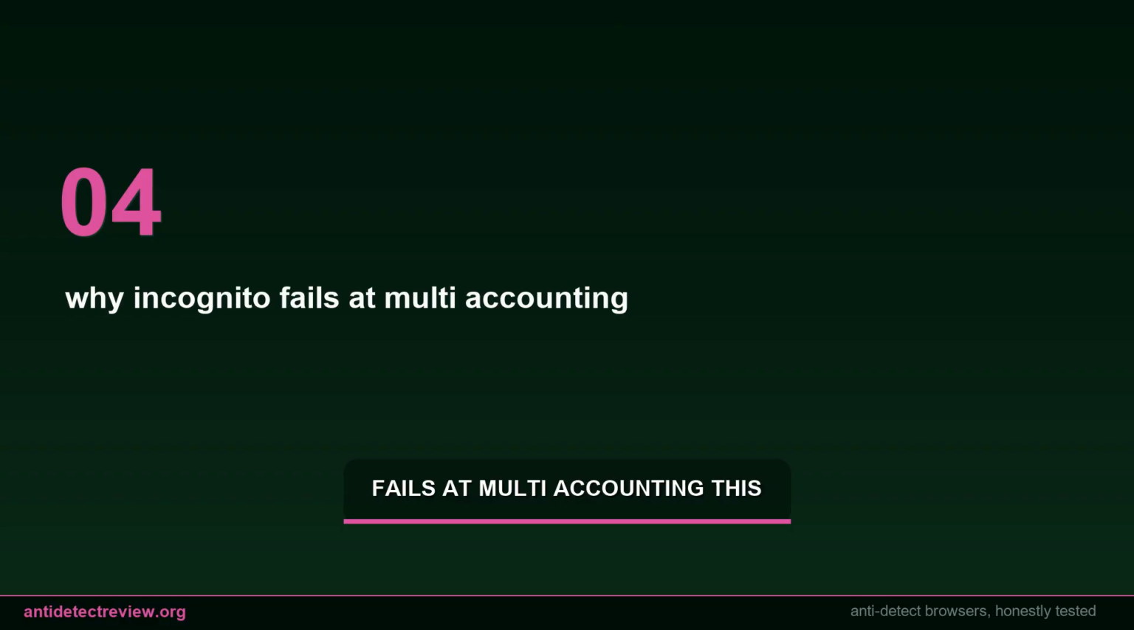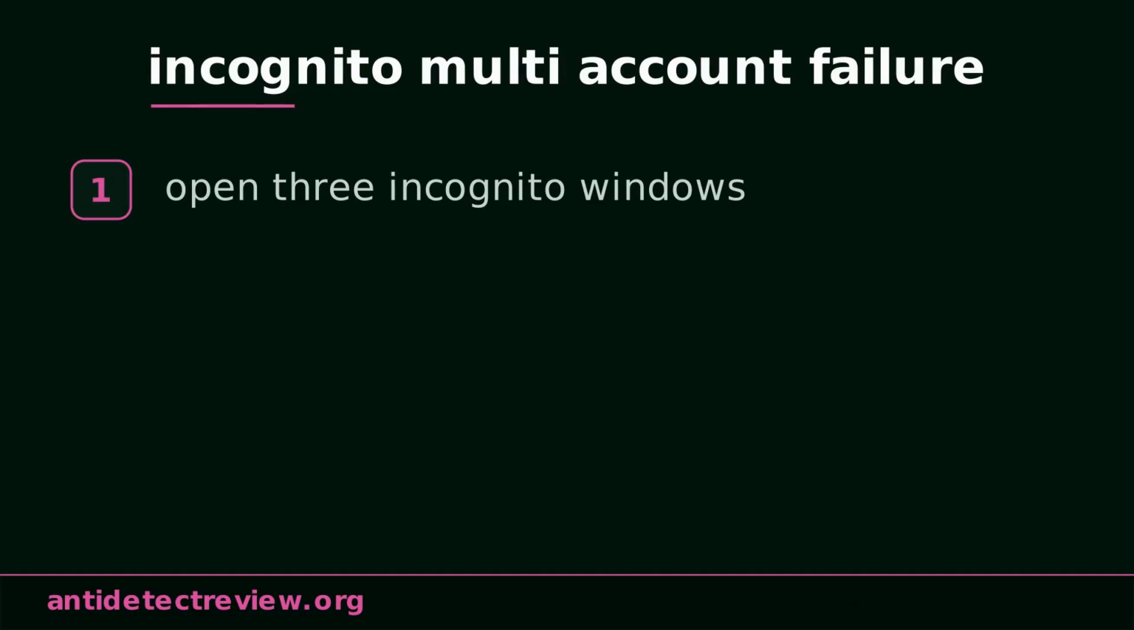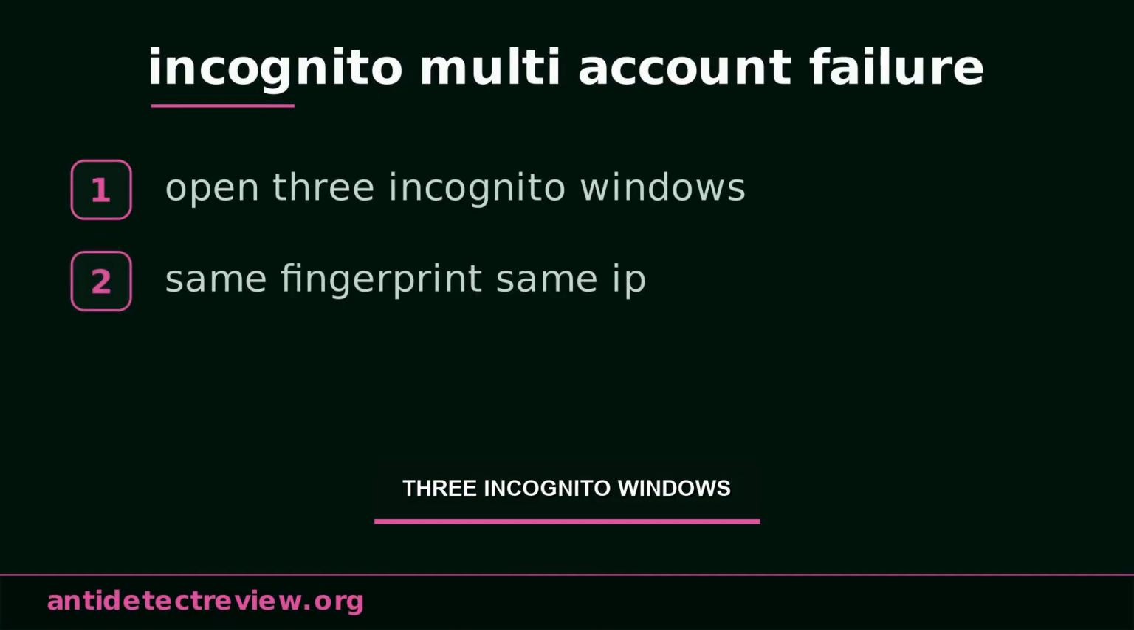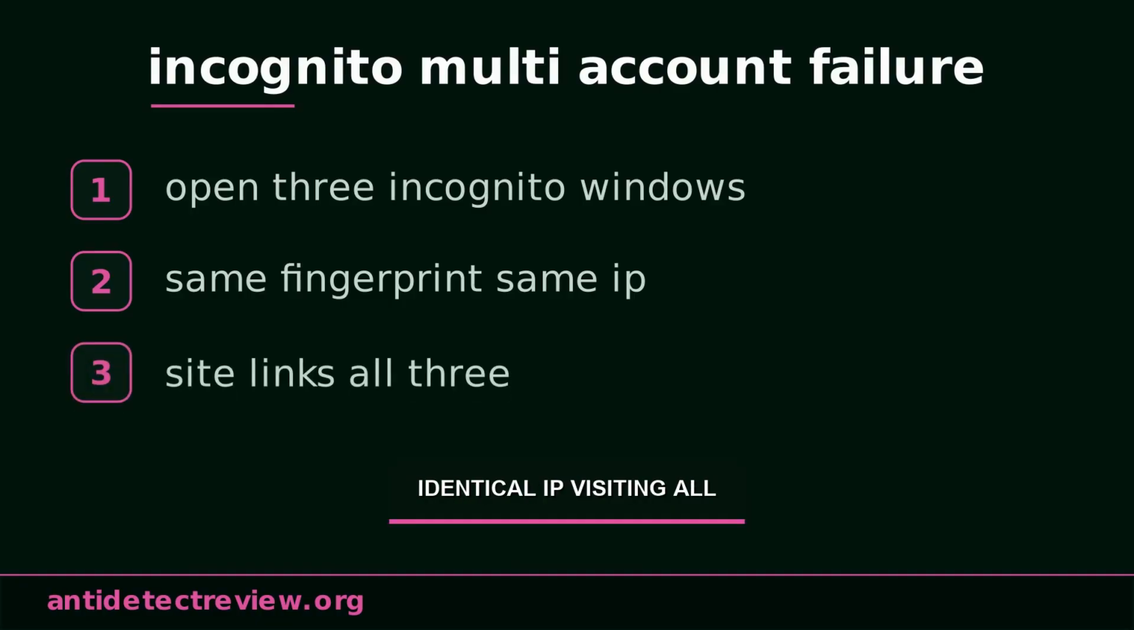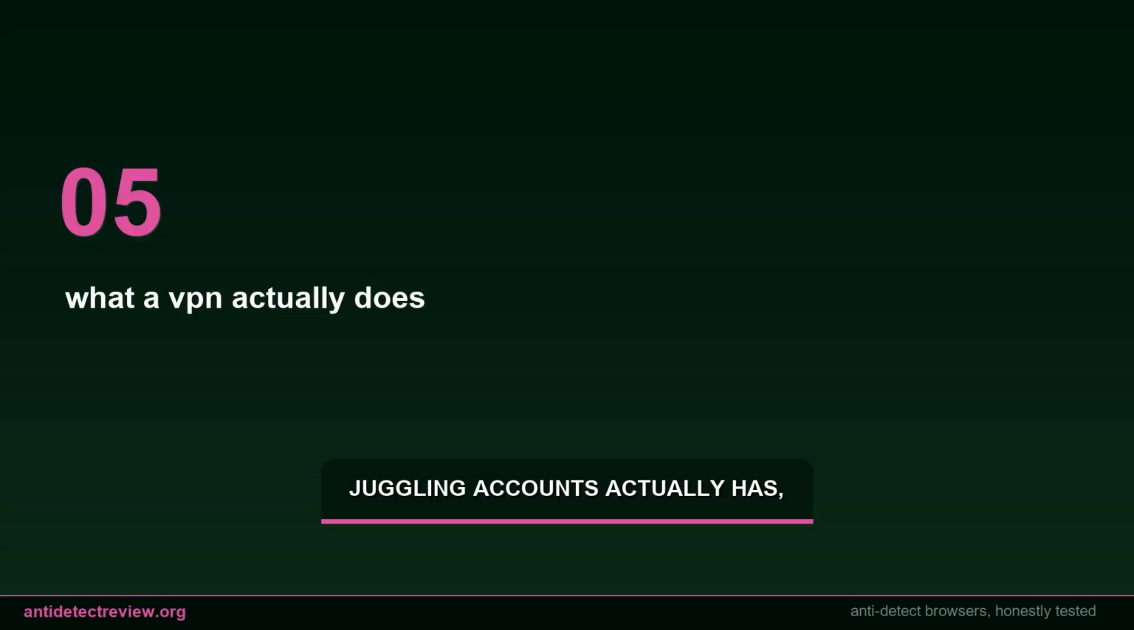Why incognito fails at multi-accounting. This is why incognito is close to the worst option for anyone juggling multiple accounts on one machine. Not only does it fail to separate your fingerprint, it actively works against the one thing an operator actually needs: persistence. Log into 3 accounts across 3 incognito windows, and a site sees the identical fingerprint and the identical IP visiting all 3, which is the fastest possible way to get them linked. And because incognito wipes everything on close, there's no session for a platform to recognize as a normal returning visitor either. It solves a privacy problem nobody juggling accounts actually has, and ignores the identity problem they do have.